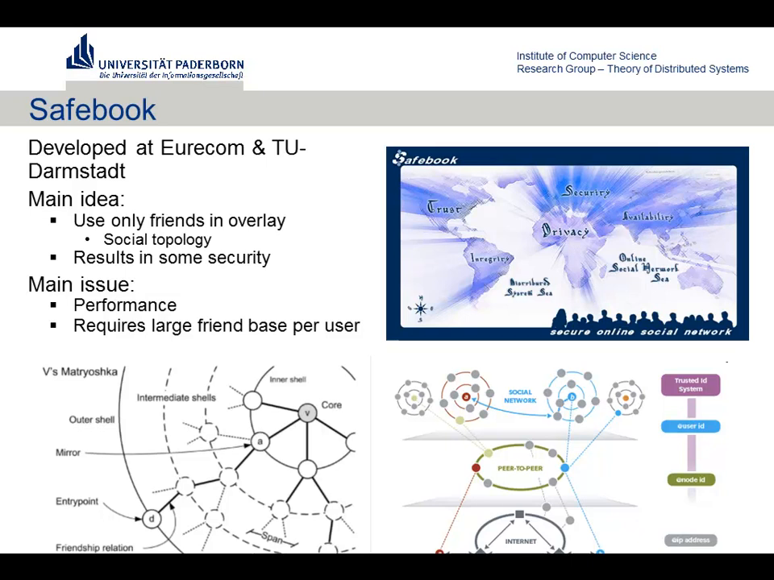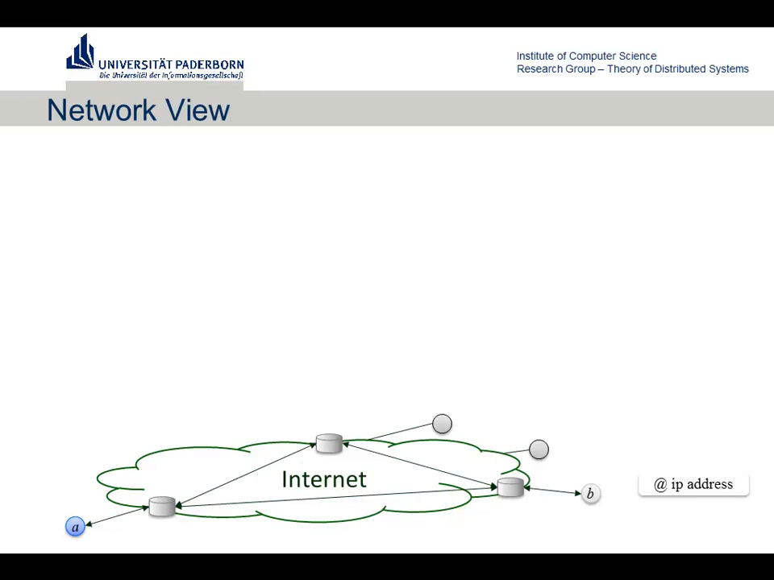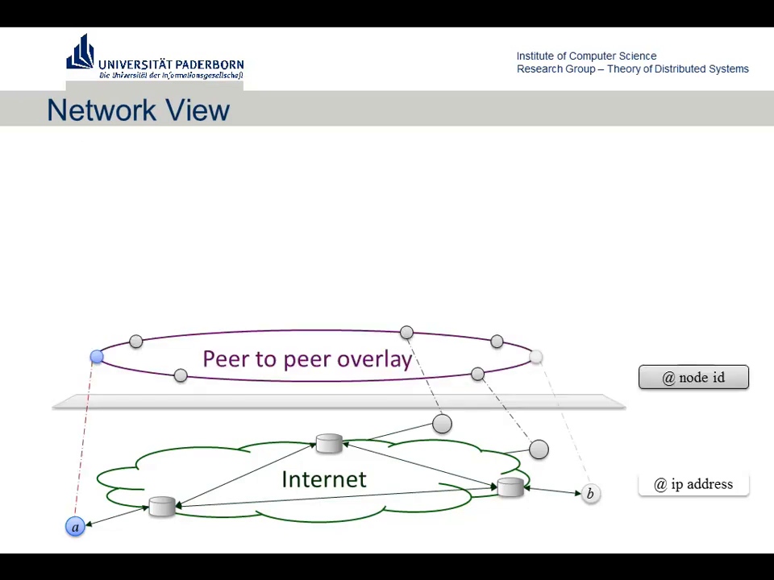Who did it? Some people from Eurecom in France and Darmstadt. The main idea is to only connect to your own friends. If you think of P2P networks like we saw last time, you have your own device and you want to contribute to the network, you establish connections only to your friends to create this social topology. Of course, there's some sense of security because you trust your contacts, you trust that they do not misuse your data.